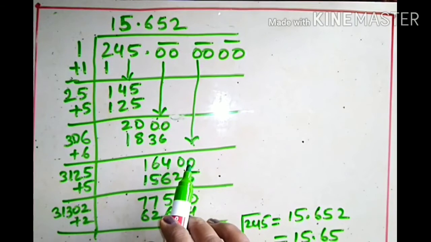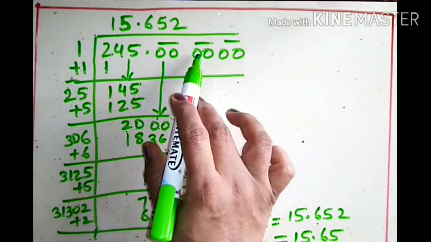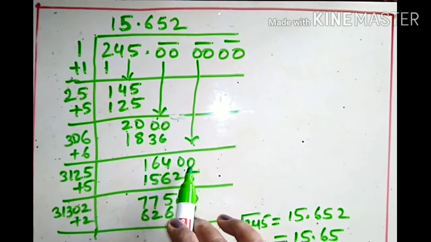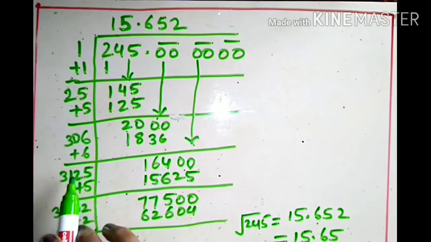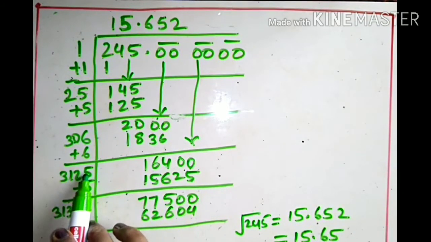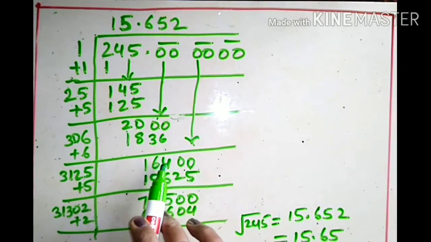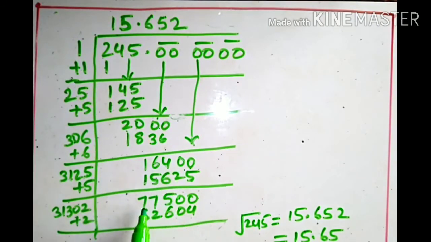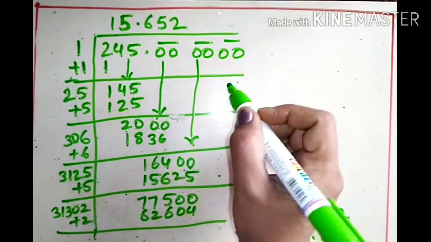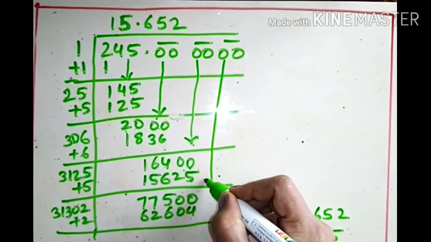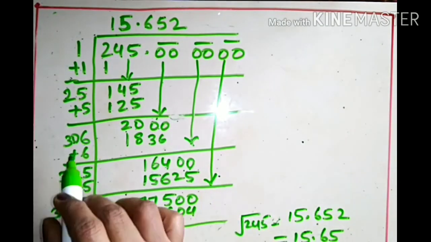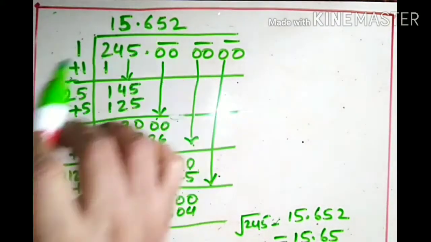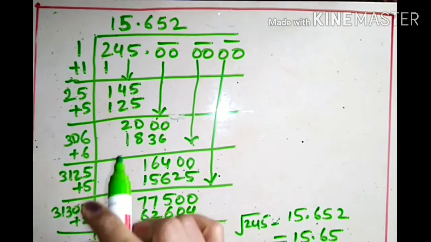We'll subtract. We have this number 164. We'll bring 2 more zeros down. We have 312 here. Again we will write number and multiply it by same number so that it becomes closest to this number. We have 15625. On subtraction we have 775. We'll bring back 2 more zeros here and continue till we have 3 digits in the answer.